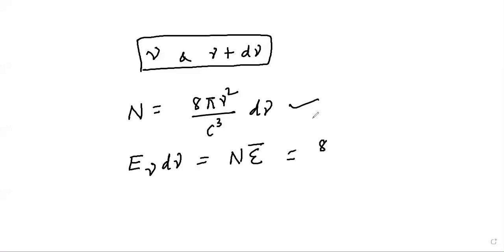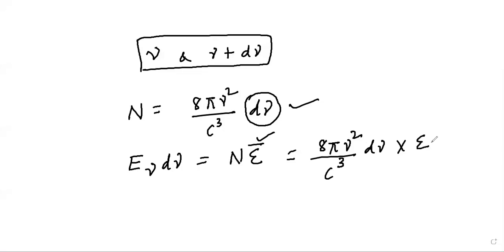So in the frequency range d nu, we have the number of oscillators: 8 pi nu square divided by c cube, and d nu, multiplied with the value of this E bar, which we have already calculated using the Maxwell-Boltzmann distribution law. So that is given by E multiplied with exponential of minus E by kt divided by 1 minus E to the power minus E by kt, right?